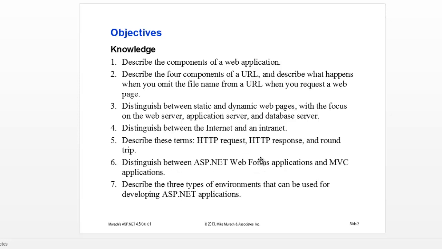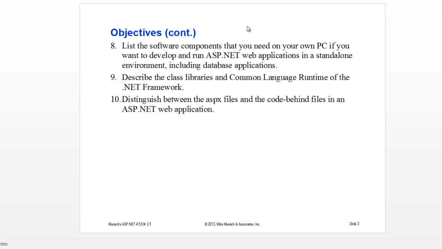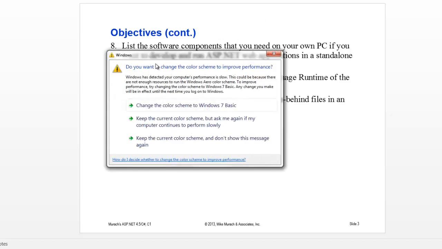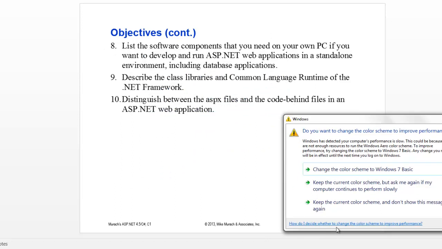We'll talk about web forms in ASP and also the new MVC applications in ASP. Describe the three types of environments that can be used for developing ASP.NET applications. List the software components that you need on your own PC if you want to develop and run ASP.NET standalone, including database applications. We'll describe a little bit.